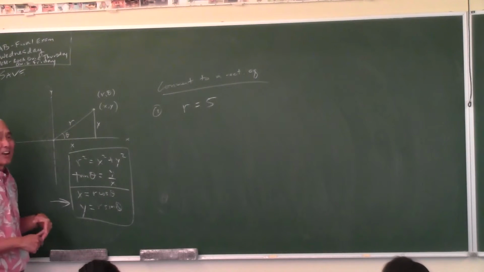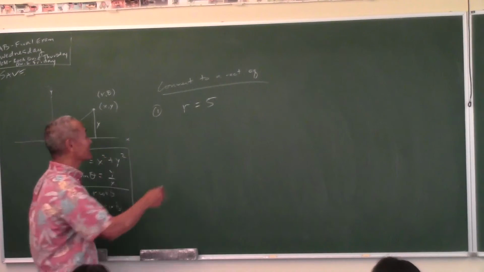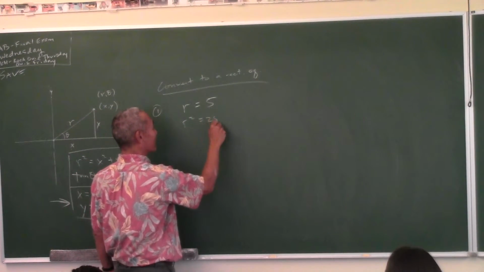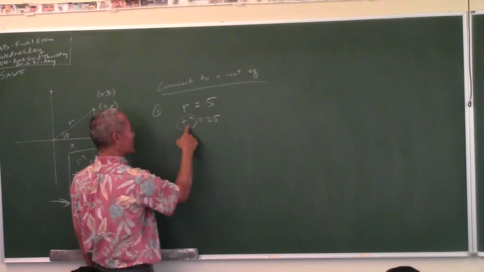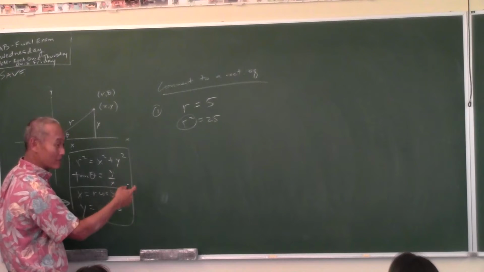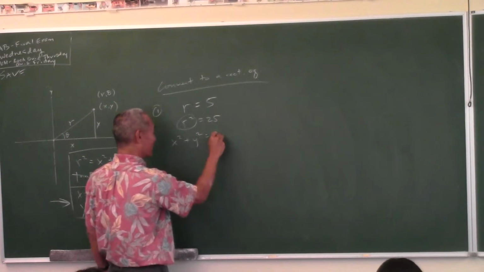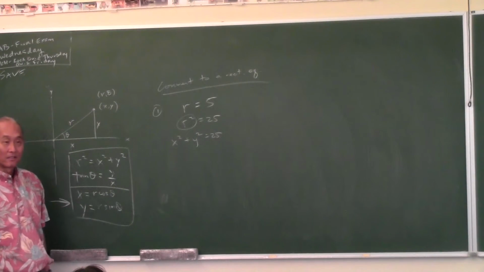Mr. Park, that says r squared. So what do we do? Square both sides. So you get r squared equals 25. And then look right here. What can I substitute for r squared? x squared plus y squared equals 25. Bam, that's your answer.